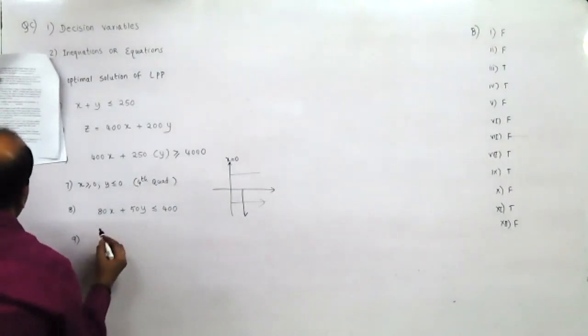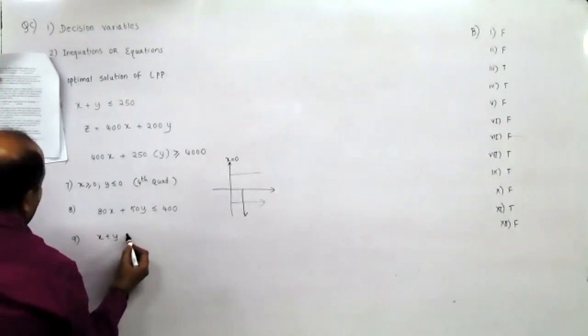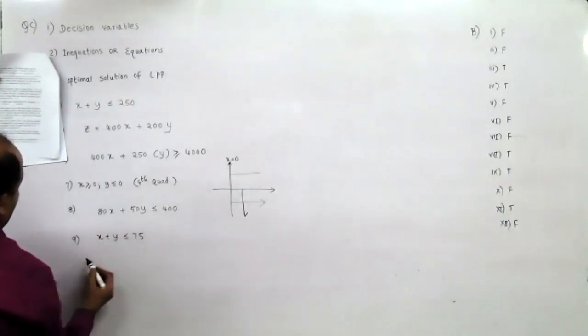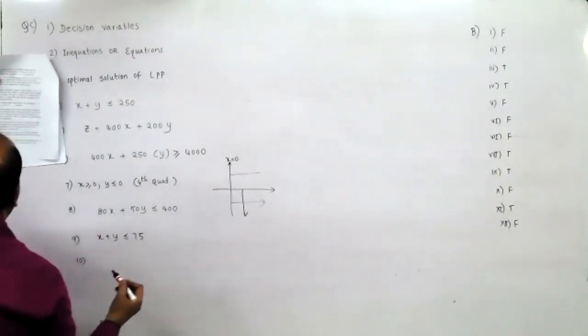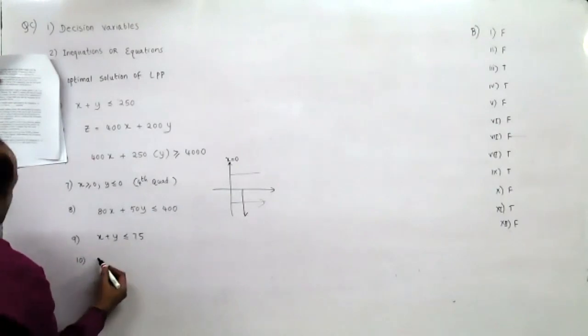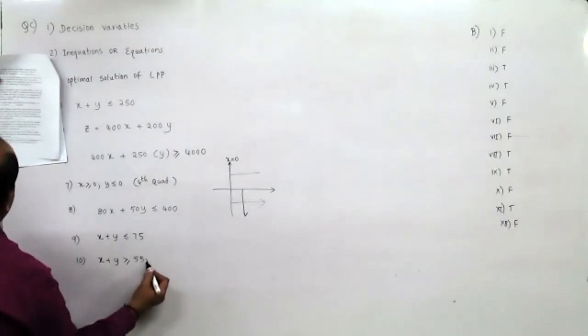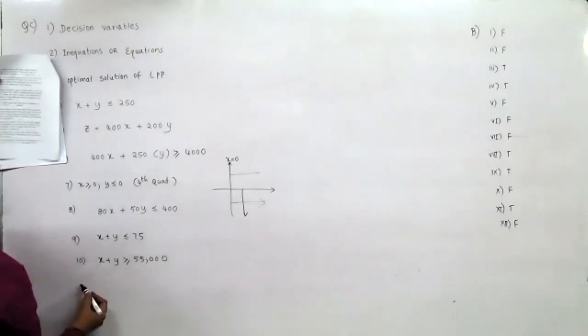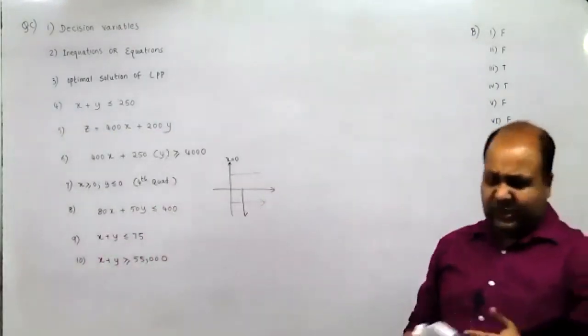If the godown can accommodate, Ganesh owns a godown for refrigerator and microwave. Godown can accommodate at most 75. So X plus Y is maximum 75, should be less than or equal to 75. Messrs. Mona wants to invest at least 55,000 in mutual funds. So X plus Y should be at least 55,000. Sir, it's correct.